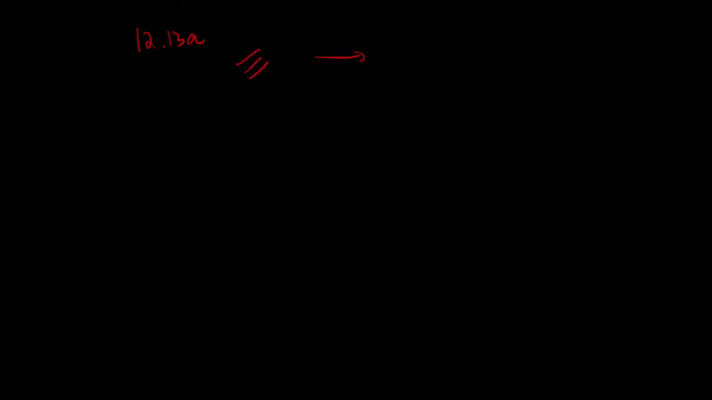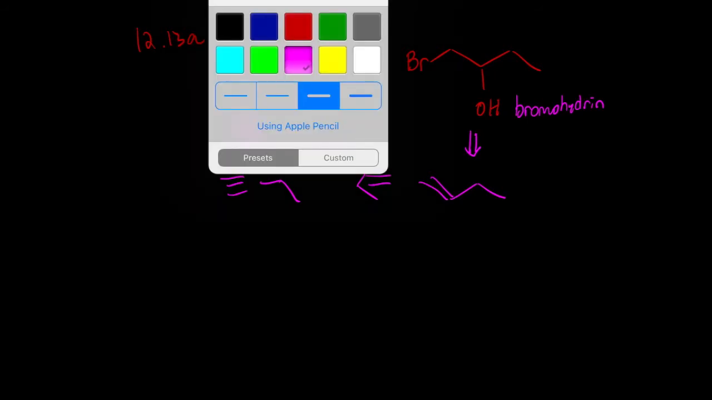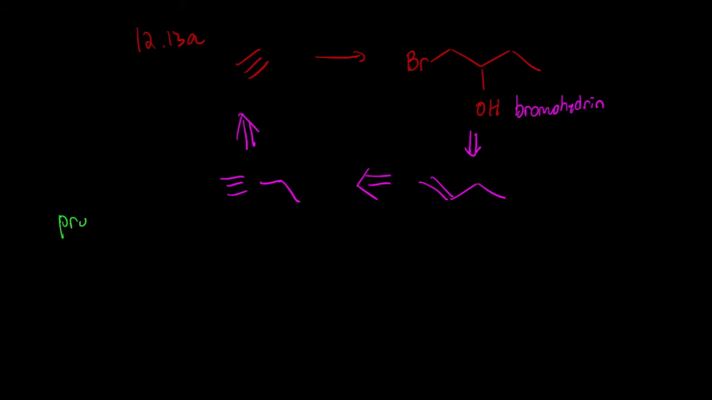We want to go from acetylene to, okay, and this is the level of detail and difficulty that we should be familiar with, okay? So what you definitely want to do is think backwards. This is a bromohydrin, okay? That can come from an alkene, okay? Alkenes can come from alkynes, and those can come from acetylene. So let's stitch together our proposed synthesis.